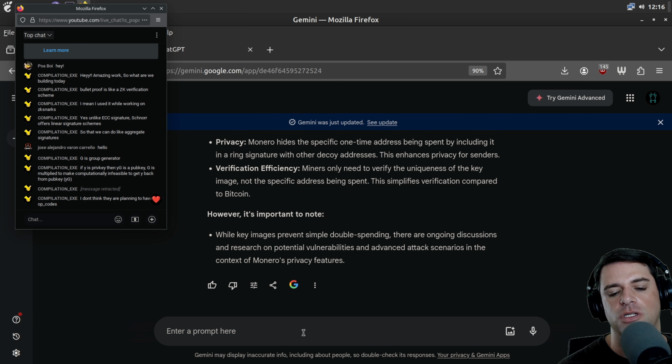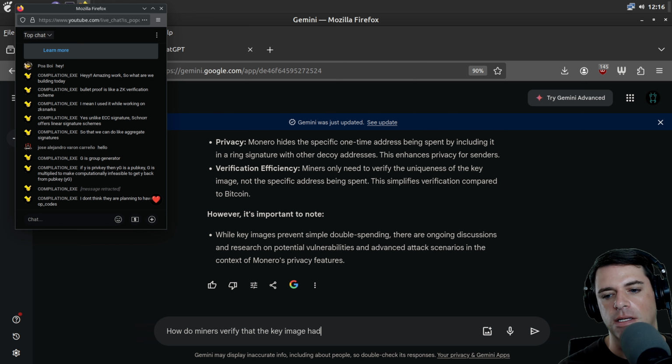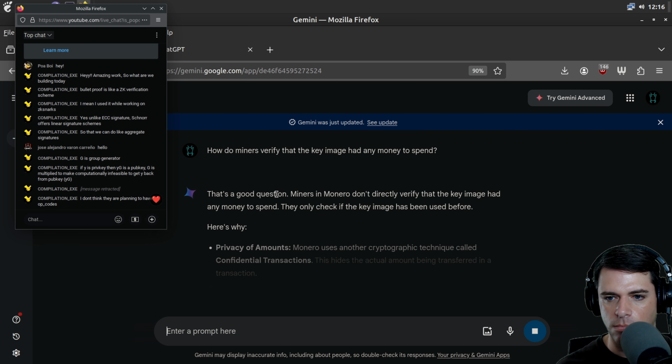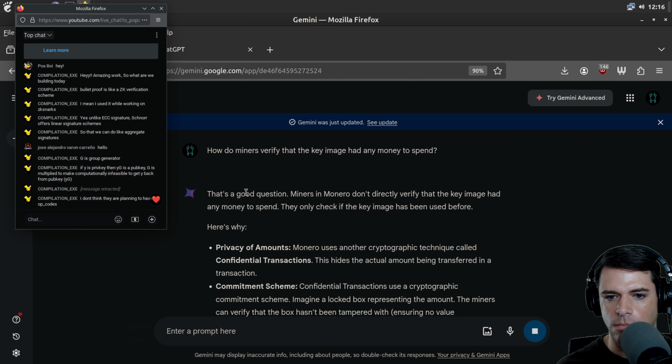So I guess one of my questions is, how do miners verify that the key image had any money to spend? Okay, so they don't. They only check if it's been used before.